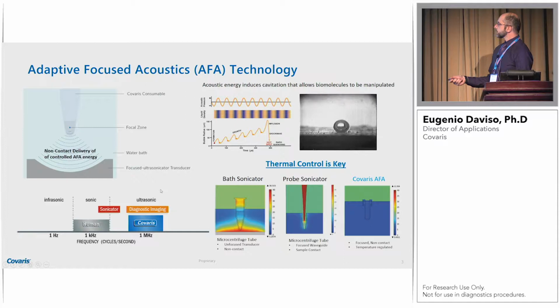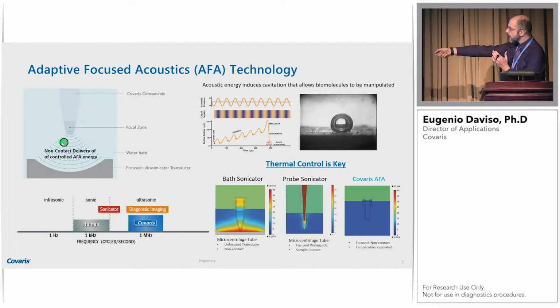So adaptive focused acoustics uses an ultrasonicator transducer to create sonic energy that is focused. This means that the pressure field that is induced by the sonic waves is focused at the sample site, avoiding loss of energy and optimizing the contact.